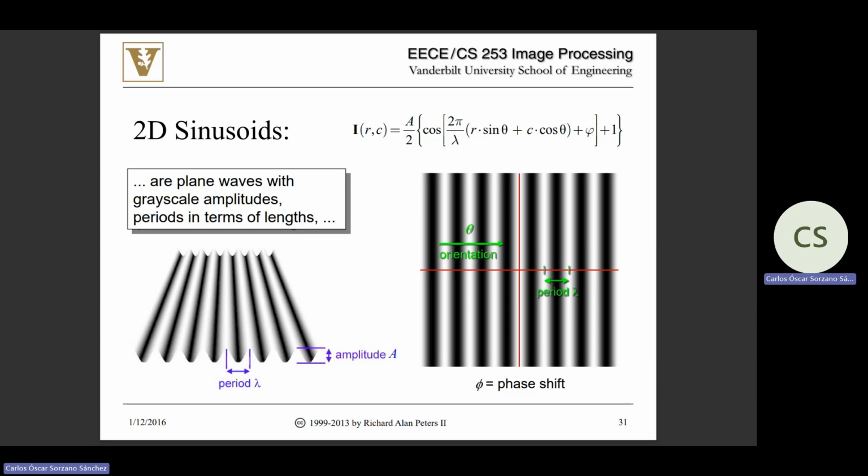Okay, so now let's see some concepts here. What is important in the sinusoid? You have an amplitude, a frequency, and a phase. So this is how a 2D sinusoid looks like. In one direction it is sinusoidal, in the other direction it is flat, constant all the time. Then what is the amplitude? The amplitude is the contrast between the minimum point and the maximum point.